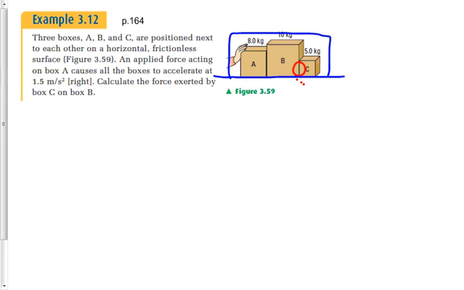It has an acceleration of 1.5 meters per second squared to the right. It says there is an applied force, we'll call that FA, that's applied on object A, which of course pushes them all. We don't know what its value is. I don't think we do, do we? No. But we do know the acceleration is 1.5 meters per second squared.